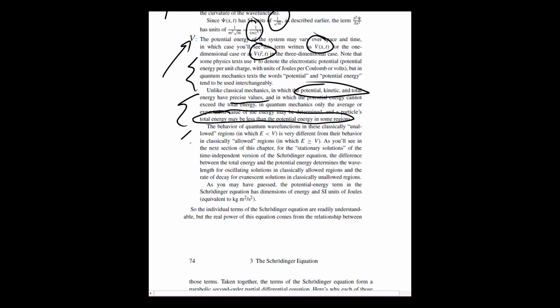A little more explanation of that here, in which we talk about those as being classically unallowed regions in which E is less than V. And the wave function behavior is going to be very different there from the behavior in classically allowed regions where E is greater than or equal to V. When we talk about the stationary solutions of the time-independent Schrödinger equation in the next section, you're going to see that the difference between the total energy and the potential energy determines the wavelength of oscillating solutions in the allowed regions and the rate of decay of the solutions in classically unallowed regions.